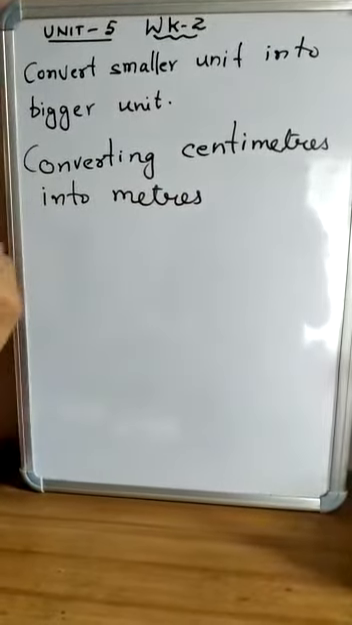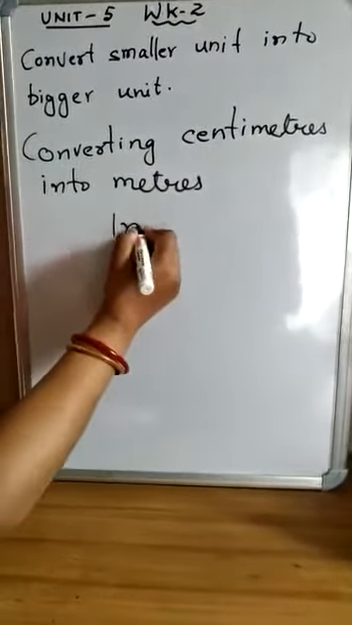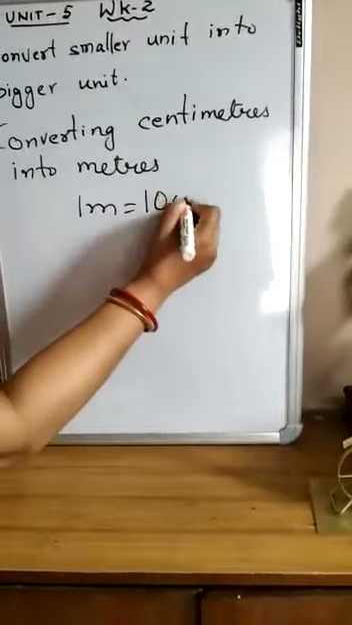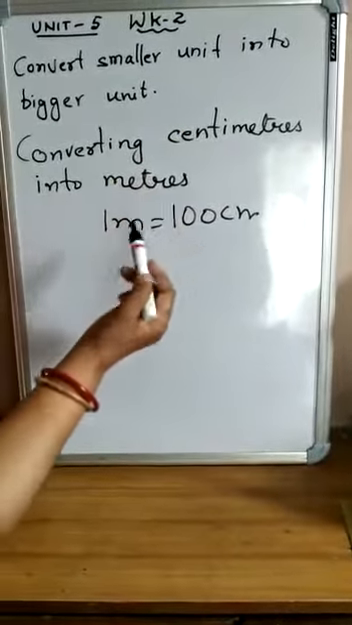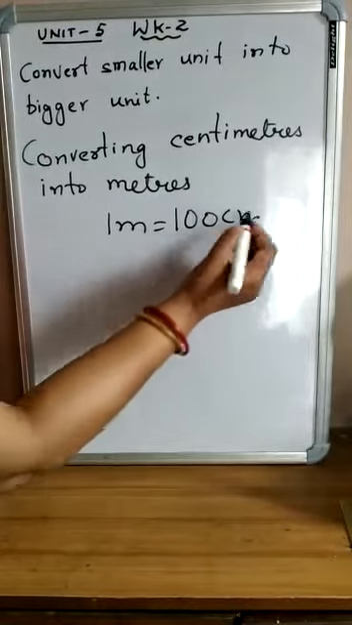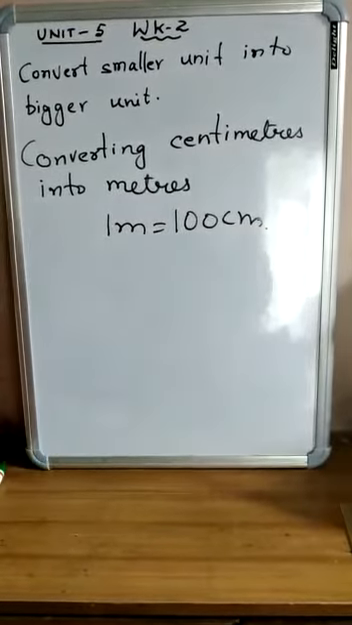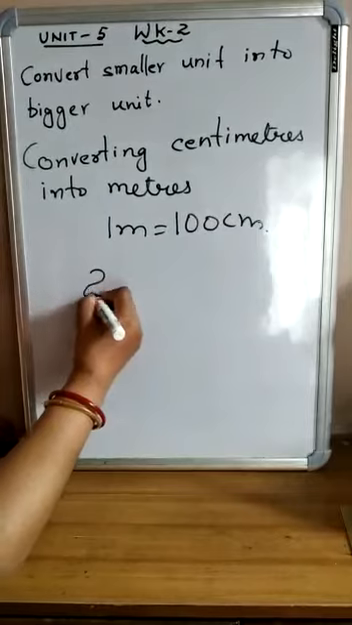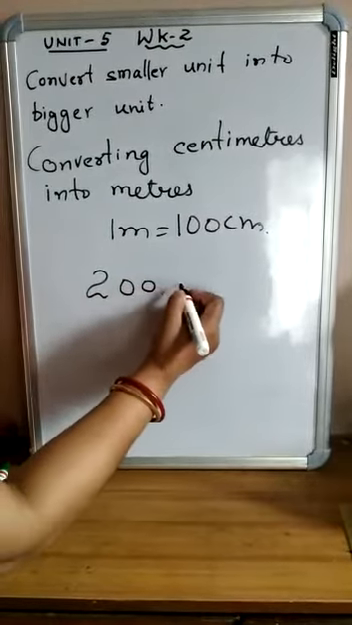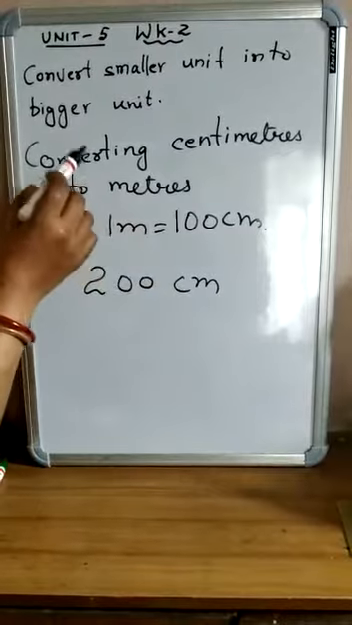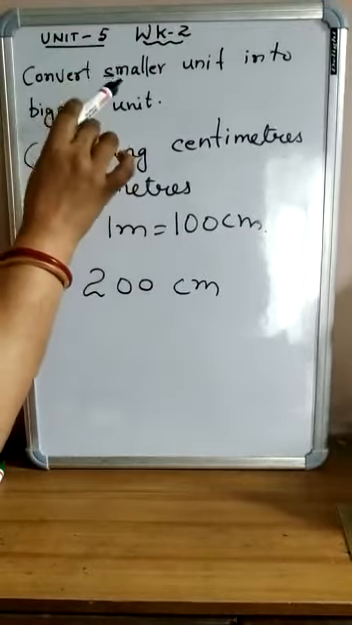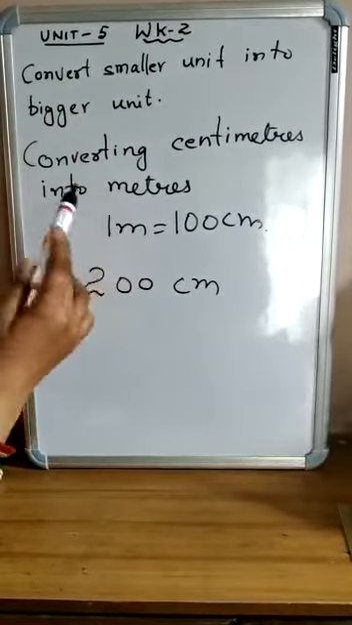Okay children, all of you know that 1 meter equals 100 centimeters. Always keep in mind the relationship between centimeters and meters: 1 meter equals 100 centimeters. Now let us take an example: 200 centimeters. In order to convert from a smaller unit to a bigger unit, we will have to do division.